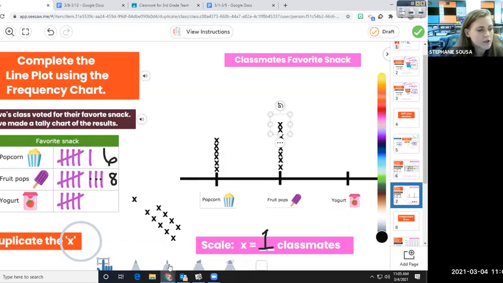And then comes our yogurt frequency table. That's a group of 5. Let's move our 5. 5 to the yogurt. Fruit pops. Everybody pop your corn.